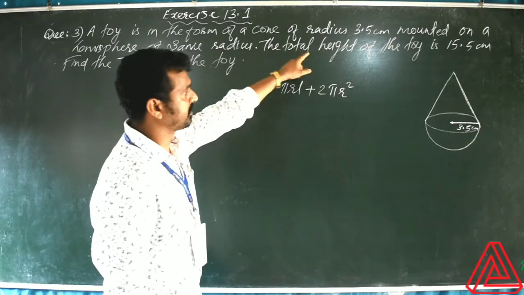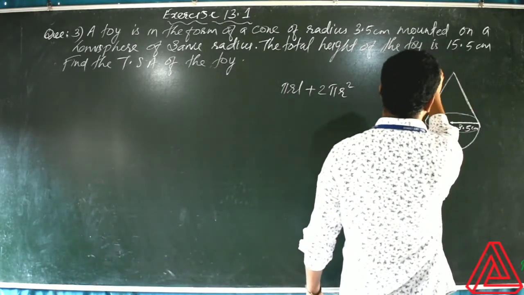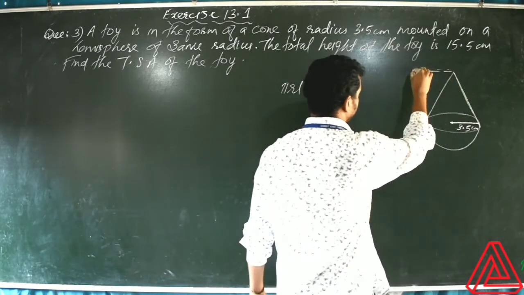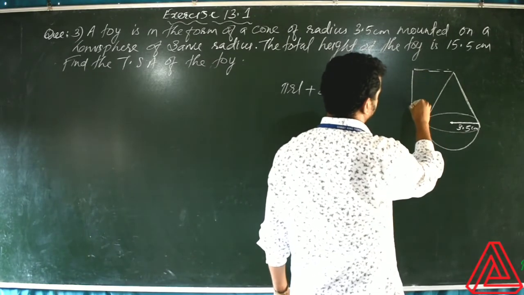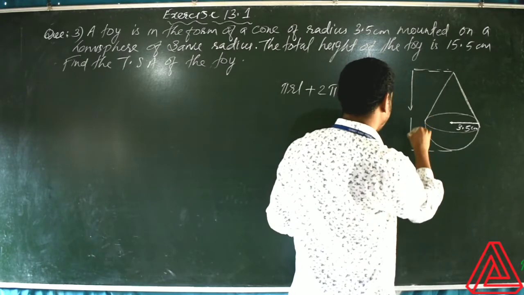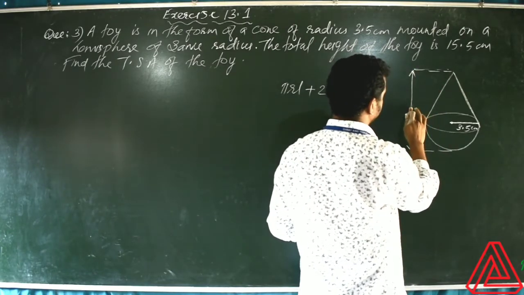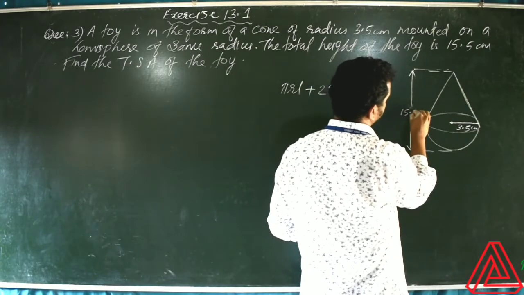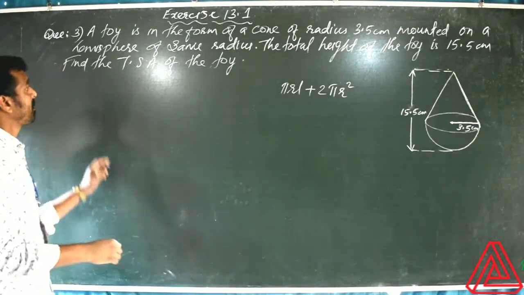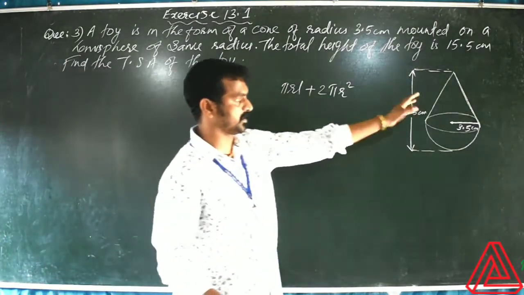It is also given that the total height of the toy is 15.5 centimeter. This one is the total height of the toy. Total height of the toy is equal to 15.5 centimeter. Then find the total surface area of the toy. So we have to find out the total surface area of the toy.